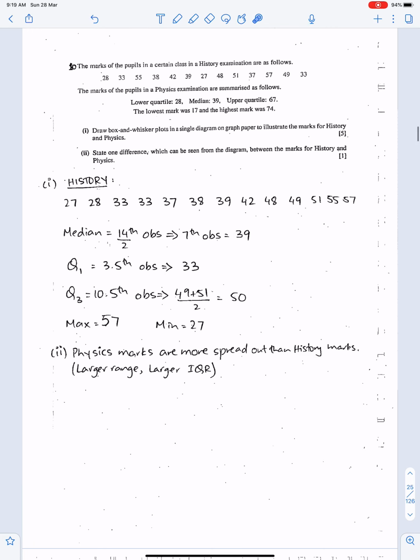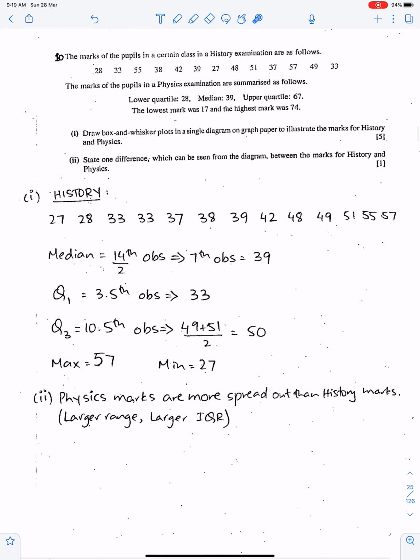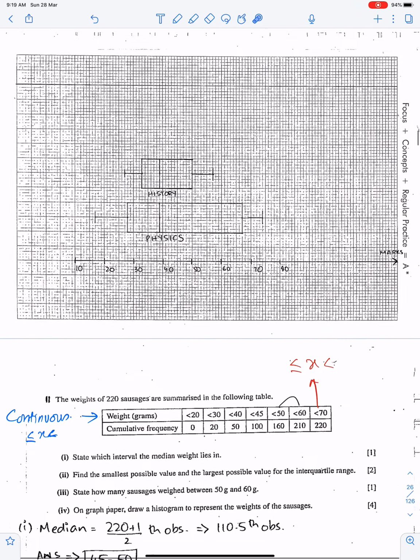Question number 10. First, arrange this data in ascending order. These are the marks for history exam, and these are for the physics exam. Write this in ascending order, get the median, Q1, Q3, maximum marks, because you have to draw the box plot. So here are the box plots.